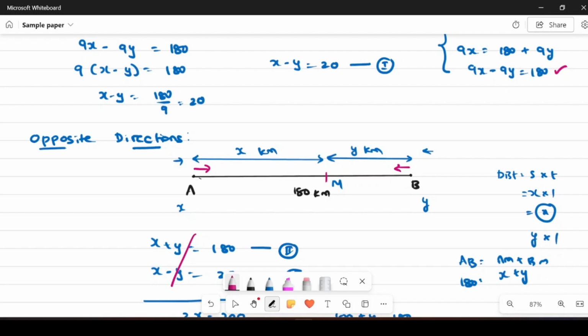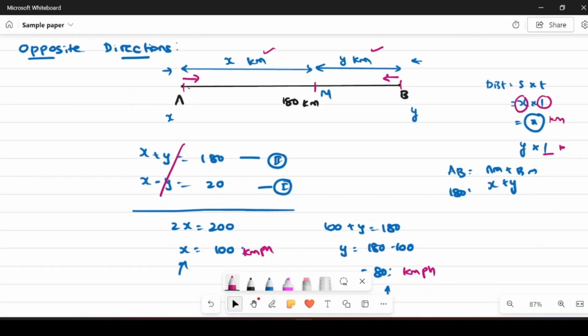So again, distance is speed into time. So speed is x and time is 1. So x into 1 is x kilometers. And similarly for B, the speed is y and the time taken is 1. So y into 1 is y kilometers. So this is x and this is y kilometers. Again from the figure, if you see, AB is AM plus BM. So AB is 180. 180 is equal to x plus y. So our second equation, x plus y is equal to 180.